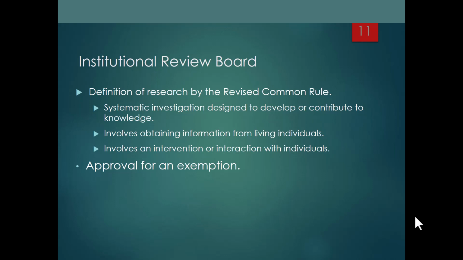If the IRB determines that the research meets the Revised Common Rule definition, then it considers if the research involving human participants is covered by these regulations. If the research is covered by the regulations, an IRB will determine if the research can be approved for an exemption. This is also referred to as an exempt review. In other words, the IRB is determining if your research can be exempt from a full review by the IRB.